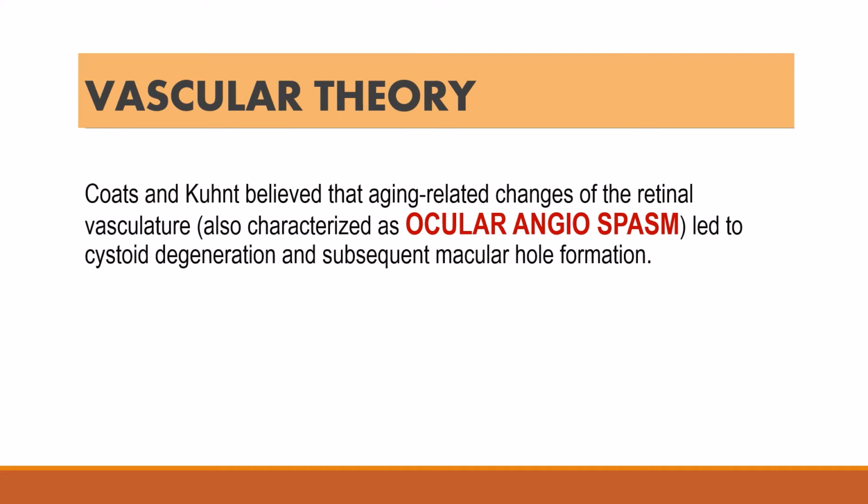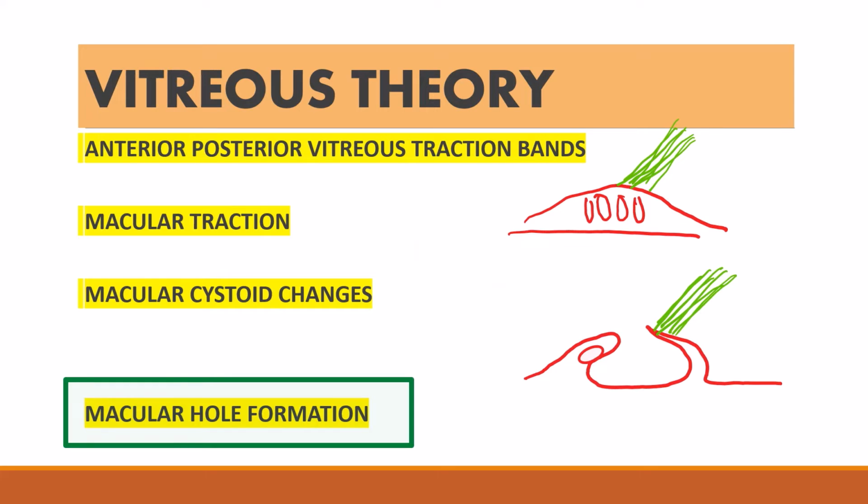Third is the vascular theory. So what is vascular theory? Vascular theory was given by Coates and Kunt. They also believe that with age, there are some changes which occur in the retinal vasculature, and that is called the ocular angiospasm. So with age, the vessels will undergo angiospasm, and subsequently they will lead to formation of cystoid changes in the macula, and ultimately we know how cystoid changes will lead to a macular hole formation.